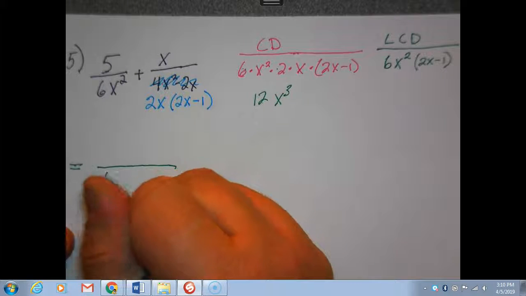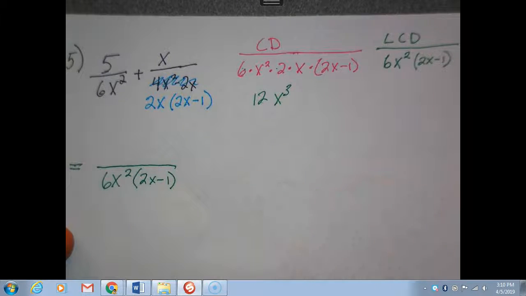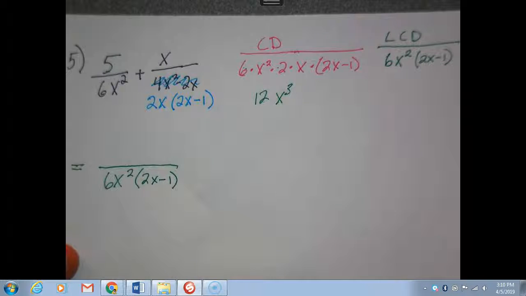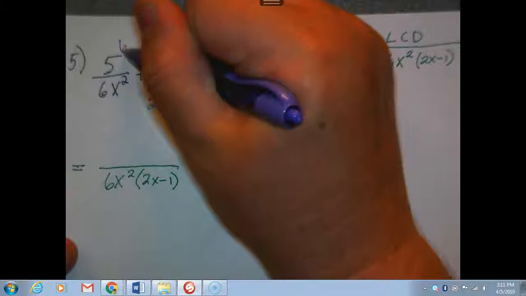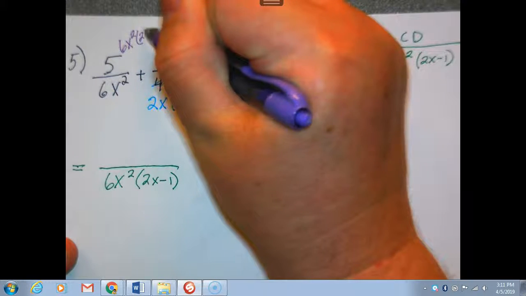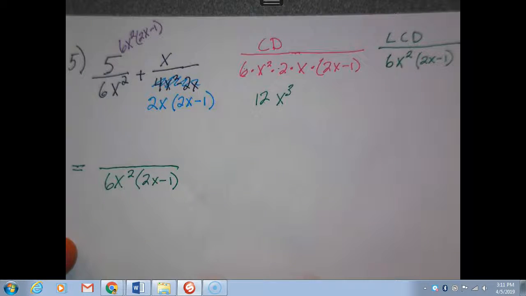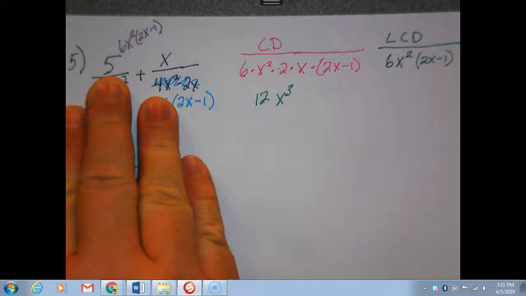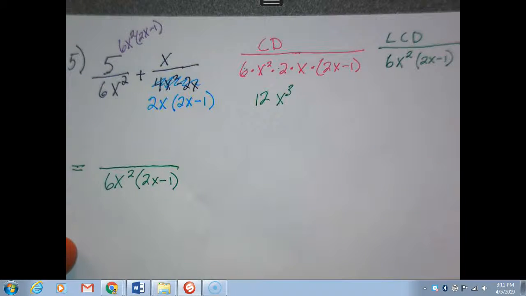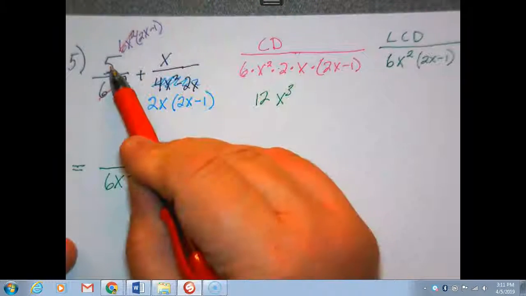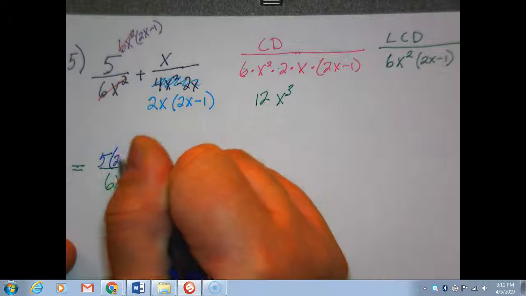All right, so my least common denominator, 6x squared times 2x minus 1. All right, what do we do now? Yeah, we have to multiply the 5 by the least common denominator. Now that I'm done with the denominator, I'm doing the numerator. So I have to multiply 5 by 6x squared. 6x squares cancel out. Okay. So I have 5 times 2x minus 1. 5 times 2x minus 1.